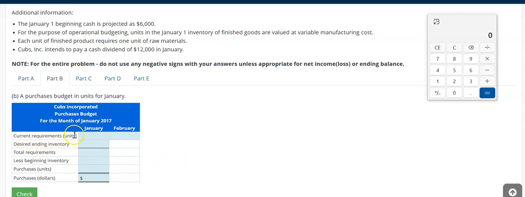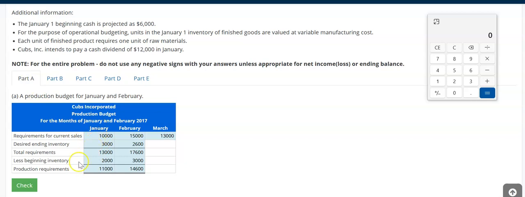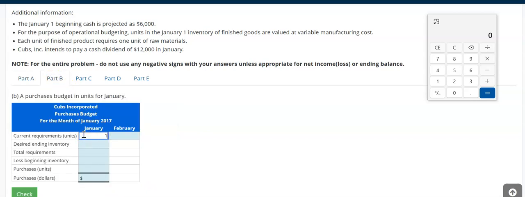So current requirements in terms of units, we've already calculated this over here in part A. For the month of January, we figured out that we needed 11,000 units, and for February, 14,600. We also figured out some other things, but let's focus on these two numbers. I'm just going to go ahead and plot these here, since we've already calculated them and there's no reason to start from scratch. If you're just picking it up with this video, you can always go back to when I had part A open and do a screenshot or something like that.